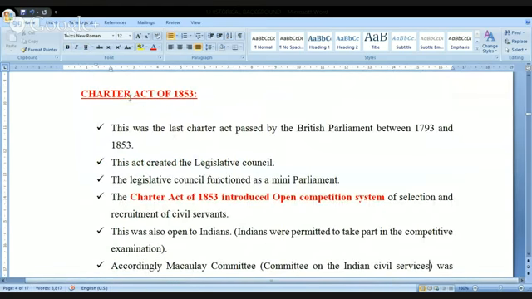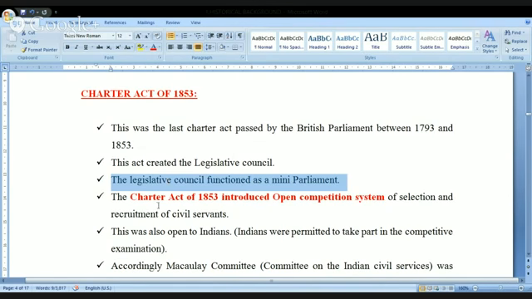Now we are coming towards the Charter Act of 1853. The Charter Act of 1833 is over. So now I am talking about the Charter Act of 1853. Can you remember? This was the last Charter Act passed by the British Parliament between 1793 and 1853. And for the first time, this Act created the Legislative Council. This Legislative Council functioned as a mini parliament. Clear? It is not the parliament, but some responsibilities of lawmaking were given to the Legislative Council with the overall control of the Governor General.